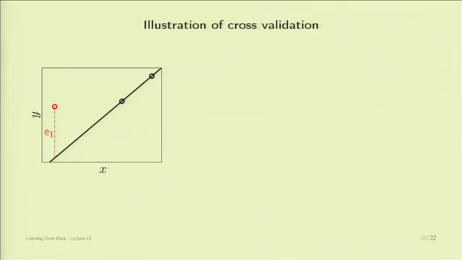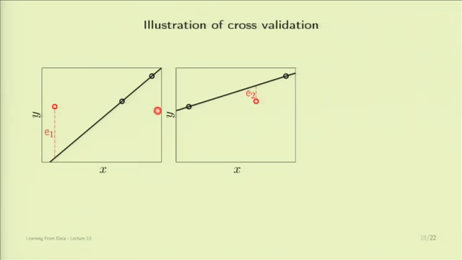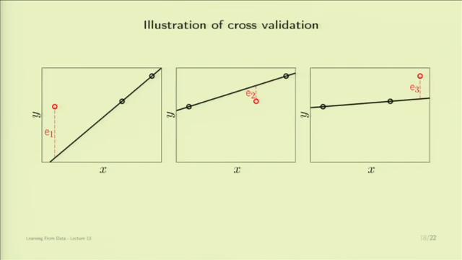So this is the second time we do it. This time, this point was left out. These guys were the training. I connected them and computed the error. Third one, you can see the pattern. So after I am done, I am going to compute the cross-validation error to be simply the average of the three errors. So let's say we are using squared error, so E1 is the square of this distance, et cetera, and you are adding them up, one third, this will be the cross-validation error.